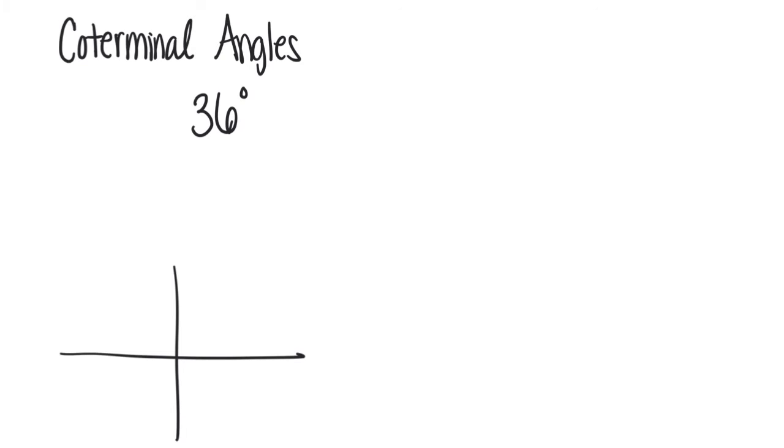When you're finding coterminal angles, you are either adding 360 degrees or subtracting 360 degrees, depending upon the direction that you are going around the coordinate plane. So here we're taking a look at 36 degrees, which is approximately right around here.